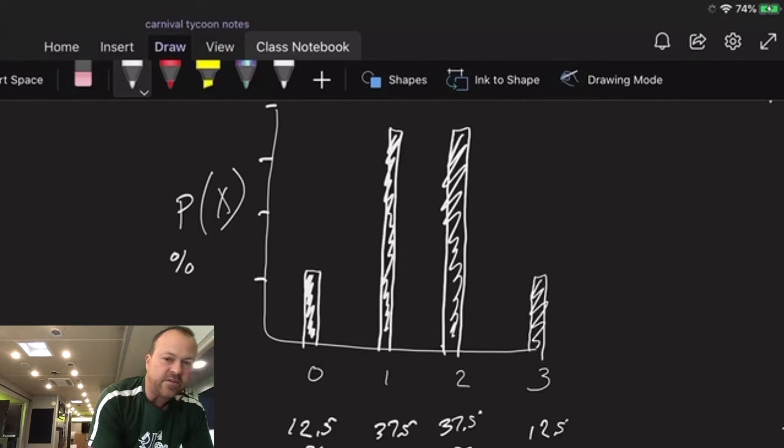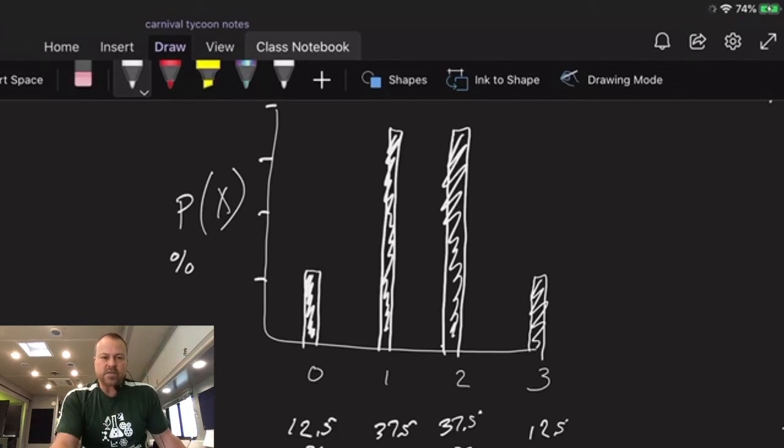So you'll notice we have a probability distribution, and it's a discrete probability distribution with discrete values of 0, 1, 2, and 3. So there is nothing in between. There's no way to get anything in between those, so we don't have a gradual line like a normal distribution curve, but we have discrete values represented.